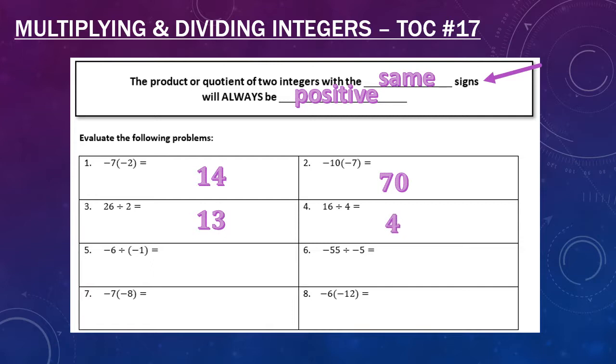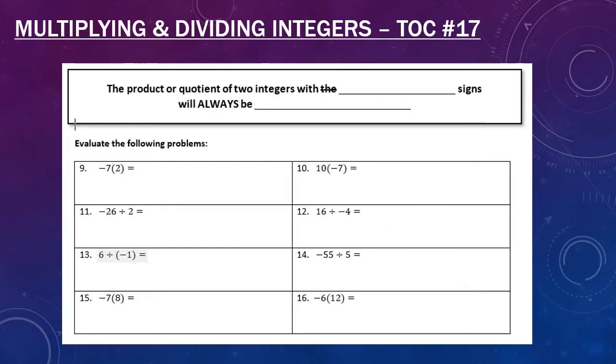Number 5, a -6 divided by -1 gives you positive 6. And number 6, -55 divided by -5 gives you a positive 11. Number 7, be careful, -7 times -8 gives you a positive 56. And number 8, -6 times a -12 gives you a positive 72.